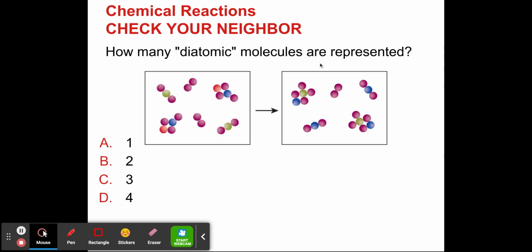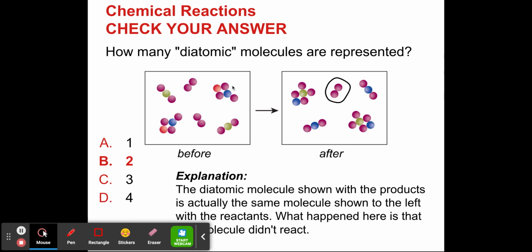So how many diatomic molecules are represented here? Diatomic simply means two atoms in one. For example, this is two atoms in one. This is two atoms in one. And this is two atoms in one. So that's what we call diatomic molecules. If you look at the beginning of the reaction, you have two diatomic molecules. A diatomic molecule is a molecule that has two atoms in one molecule of the element. But after, you only have one.